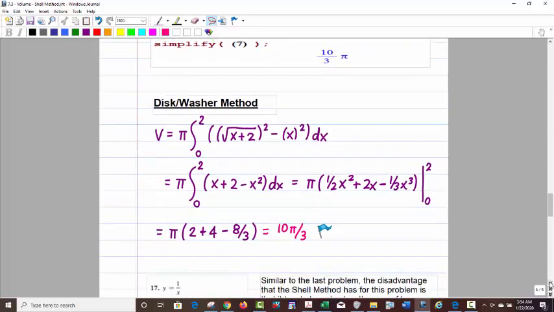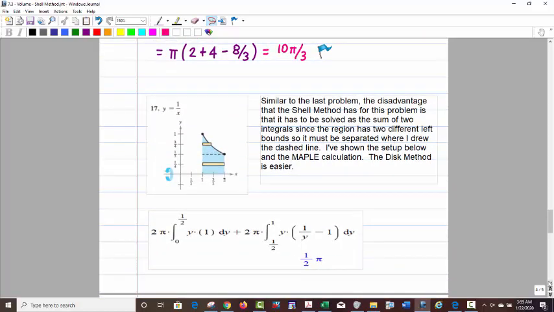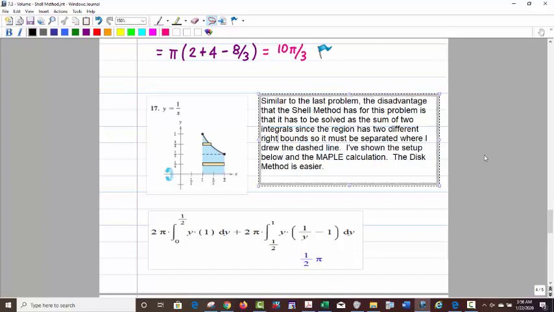All right, let's see what else we have here. Now, this one, let's see. I'm saying that the disadvantage of the shell method, so we have two different boundaries. Left to right, see, two different right boundaries. That's a typo. I got myself confused with the last problem. Two different right bounds. So it has to be separated.